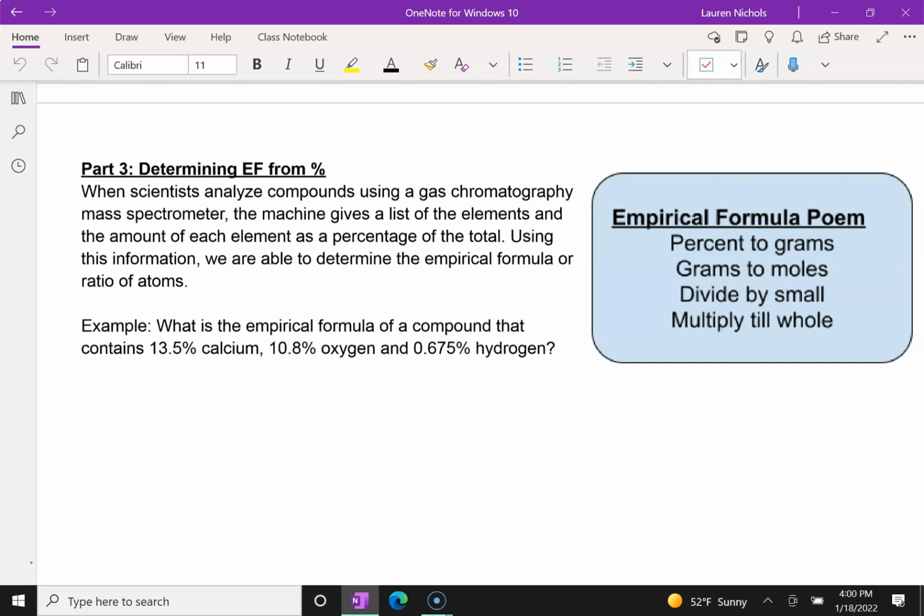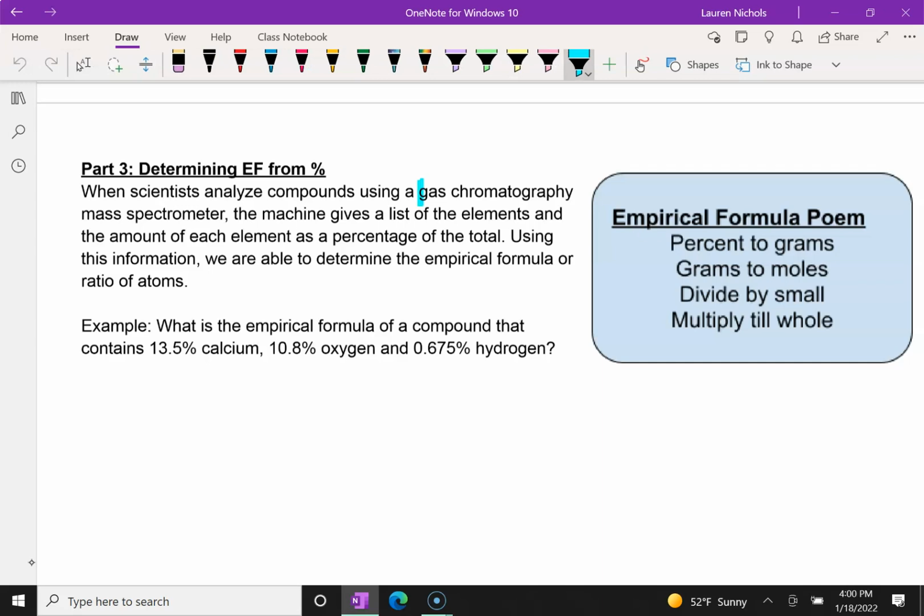So when scientists analyze compounds, so for example, maybe they're a forensic scientist and there's been a crime scene and they want to analyze a compound, they run it through a machine that is called a gas chromatography mass spectrometer, or GCMS. And if you've ever watched shows like CSI or NCIS, their forensic scientists typically mention this machine. But what it does is it gives a list of the elements that are in the compound and the amount of each chemical element as a percentage.